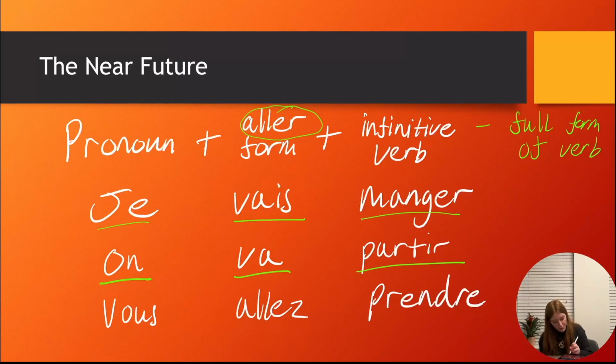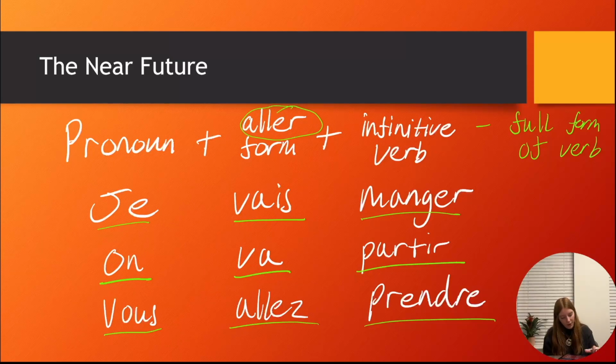And finally we've got another one. We've got vous allez prendre. Vous allez prendre. That just means you are going to take. So those are 3 examples of the near future. I'll do a separate video of the near future soon enough.